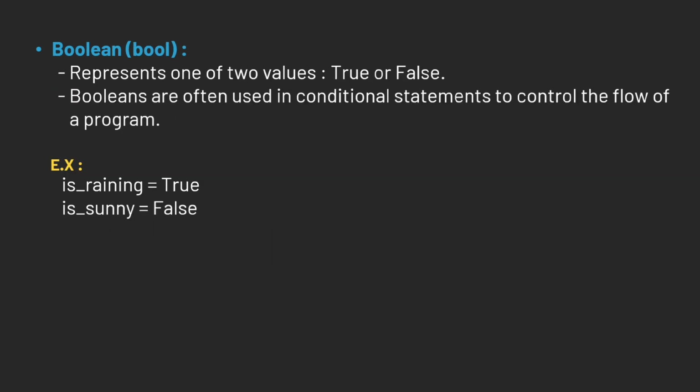And at last, Boolean. A Boolean represents one of two values, true or false. Think of it like a switch. Either it is on or off. Booleans are essential for making decisions in programming. For example, is_raining is equal to true, is_sunny is equal to false. is_raining equal to true means it's currently raining, and is_sunny equal to false means it is not sunny. Booleans are often used in conditional statements to control the flow of a program. For example, if it is raining, take an umbrella.